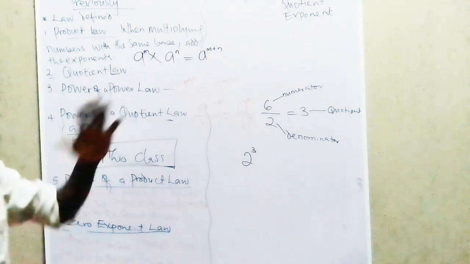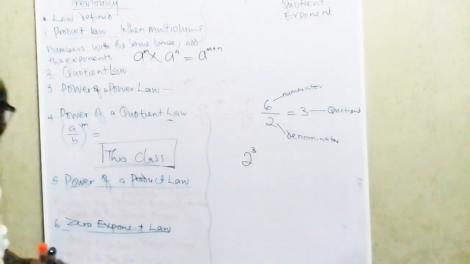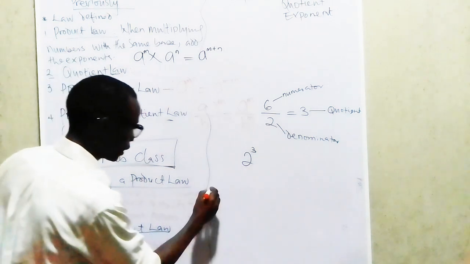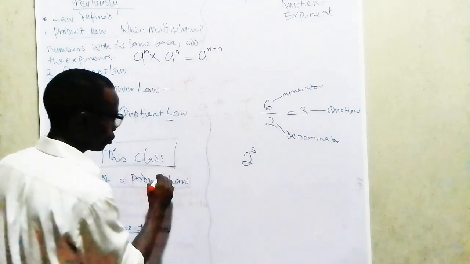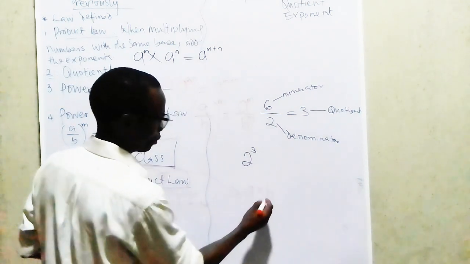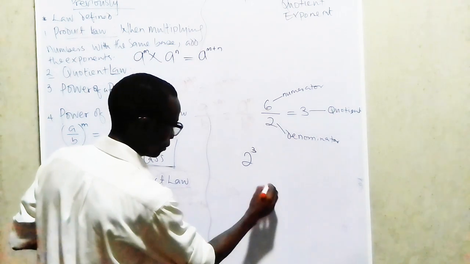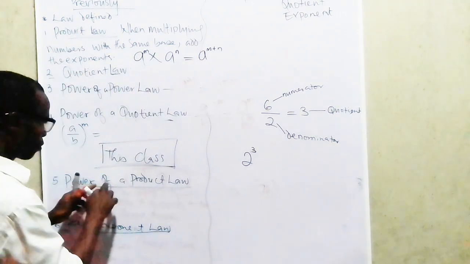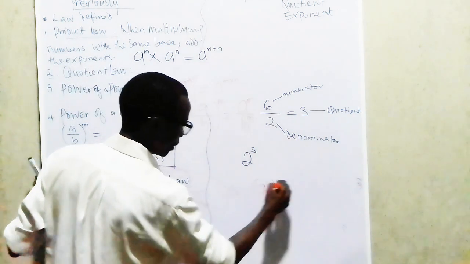Product means what results when you multiply two numbers. Product law means a product. What's a product? A product happens where you have A times B. Or let's say we remove the times sign, it's the same thing as saying AB. Power of a product. Then what's the power here? The power is, for example, M.